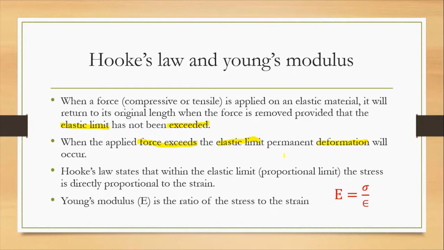Now, Hooke's law states that within the elastic limit, in other words, before the force exceeds the limit and before deformation occurs, we call that limit the proportional limit. Before the elastic limit, the stress is directly proportional to the strain. So if they say define Hooke's law, Hooke's law states that within the elastic limit, the stress is directly proportional to the strain. We are still going to see that in detail. Now, Young's modulus, E, is equal to stress over strain.